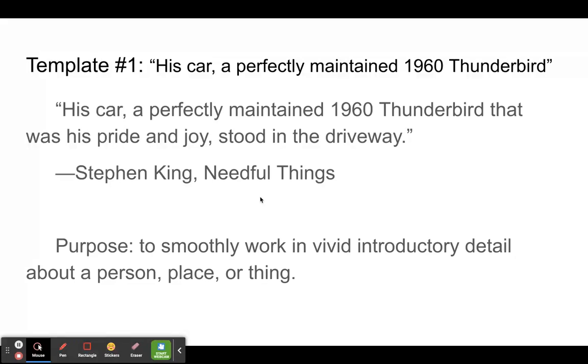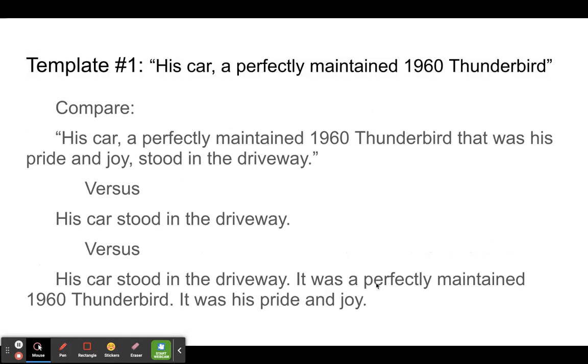And let's take a look at this sentence. The purpose of this kind of sentence is to smoothly work in vivid introductory detail about a person, place, or thing. And what does that mean? How is this sentence working in introductory detail? Let's compare. We've got this first one, "His car, a perfectly maintained 1960 Thunderbird that was his pride and joy, stood in the driveway," versus just "His car stood in the driveway." If you notice, what is the difference between those?